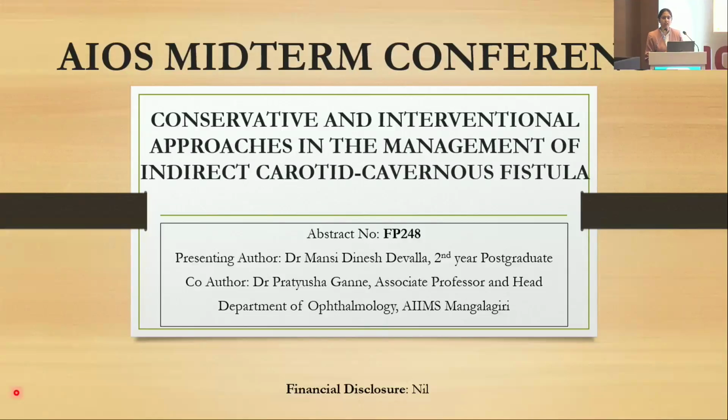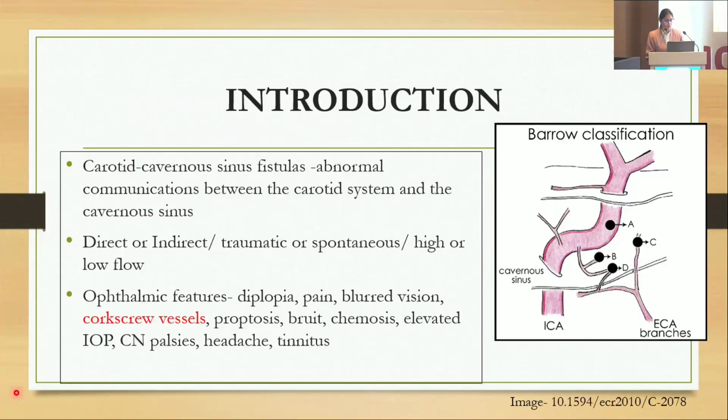And today I'll be presenting conservative and interventional approaches in the management of indirect carotid cavernous fistula, or CCF. So these, as we know, are abnormal communications between the carotid system and the cavernous sinus. They can be classified in many ways as direct or indirect, traumatic or spontaneous, high or low flow fistulas. And they are classified anatomically by the Barrow classification.